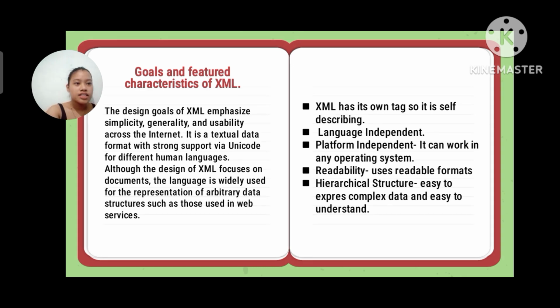XML has its own tags, so it is self-describing. It is language independent and platform independent, since it can work on any operating system. It uses readable formats. Its hierarchical structure makes it easy to express complex data and easy to understand.